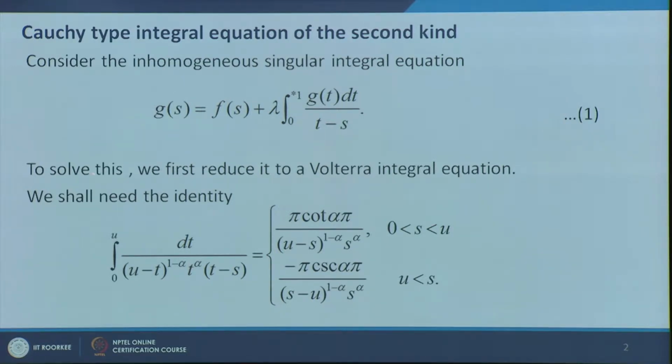To do this we will need this identity: the integral from 0 to u of dt over (u minus t) to the power 1 minus alpha, t to the power alpha, into (t minus s), equals pi cot alpha pi over (u minus s) to the power 1 minus alpha, s to the power alpha, when 0 is less than s less than u, and minus pi cosec alpha pi over (s minus u) to the power 1 minus alpha, s to the power alpha, whenever u is less than s.